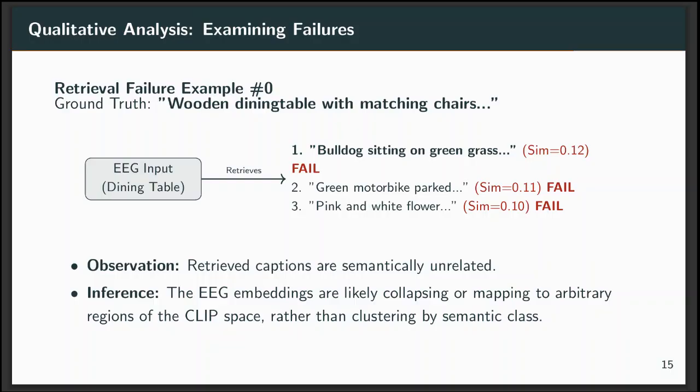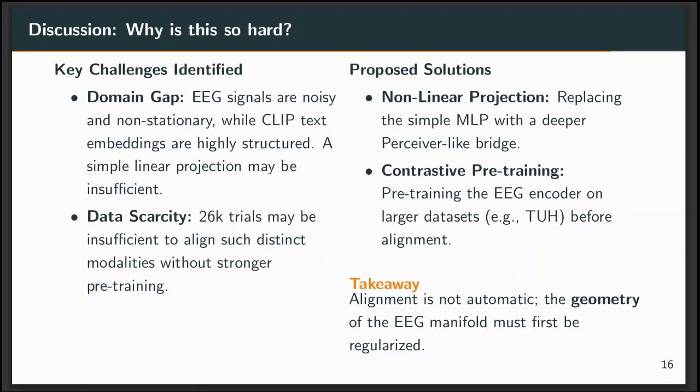Analyzing a failure case confirms this. For dining table input, the model retrieves completely unrelated concepts like bulldog. The embeddings are currently not clustering by semantic class. Why is this so hard? Well, the main issue is data scarcity combined with geometry mismatch. 26,000 trials are likely insufficient to align these distinct manifolds from scratch.